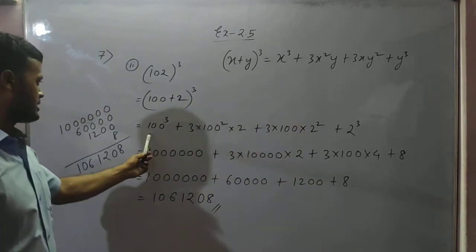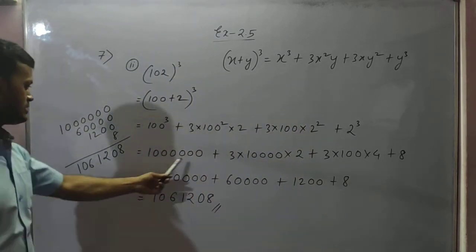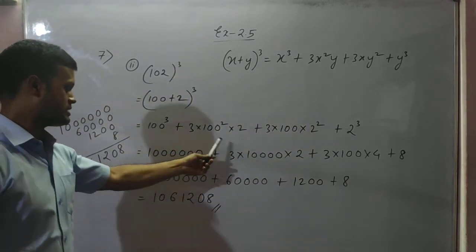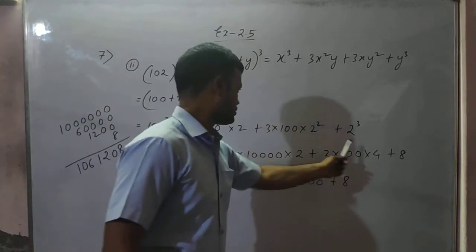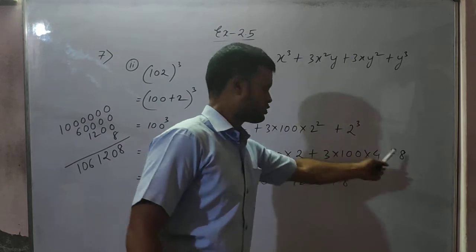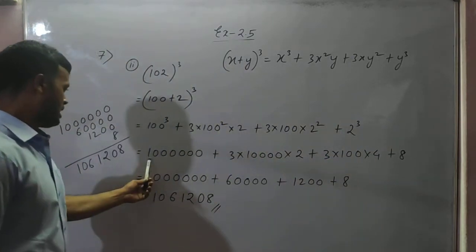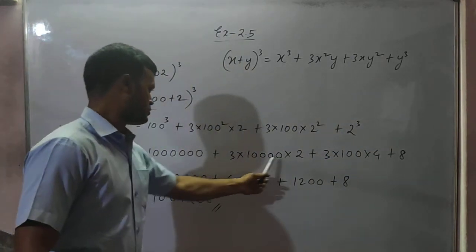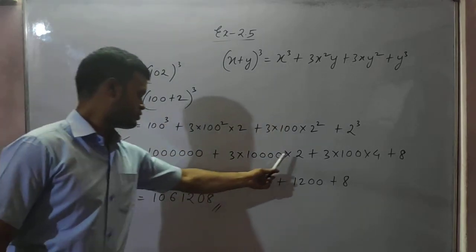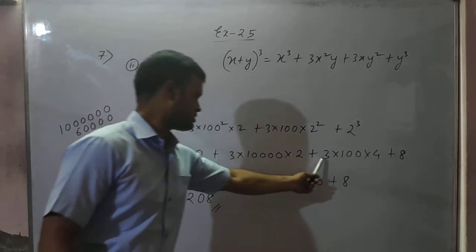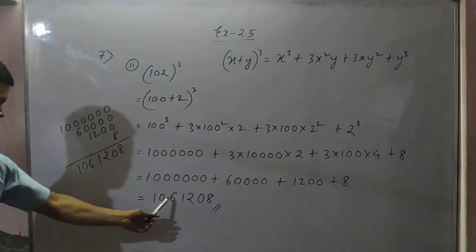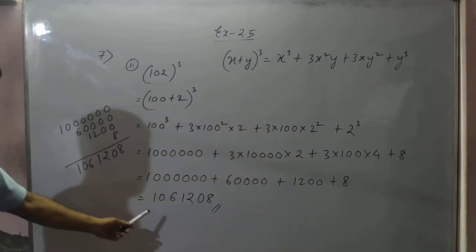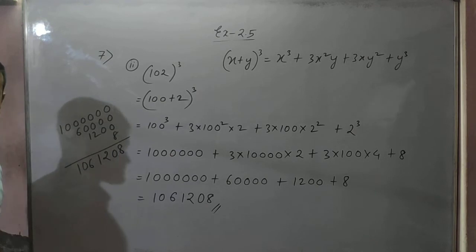Okay. So 100 cube means 100 into 100 into 100. After 1 there are 6 zeros. 100 square means 10,000. 3 into 10,000 into 2. 3 into 100 into 2 square means what? 4. And 2 cube means 8. So after 1, 6 zeros are there. 3 into 2, 6, so it will become 60,000. 3 4s are 12. 1200 plus 8. All you add, you will get 106, 1208. Okay, students? Understood?